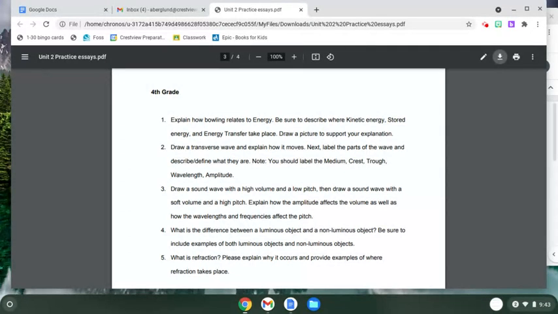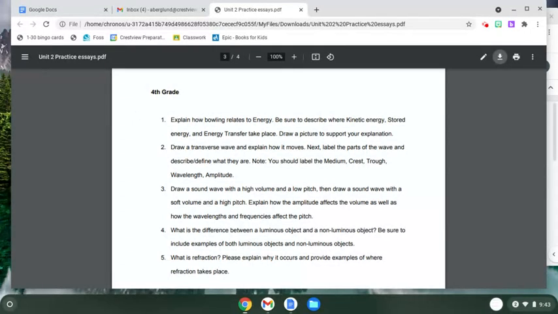Now, you can use your notes for this. You're more than welcome. I want you to use your notes from this past trimester, look through them to help you answer the questions. You do not have to write the question. You just have to write the number, so I know which question you're responding to. Okay? So here is question 1.